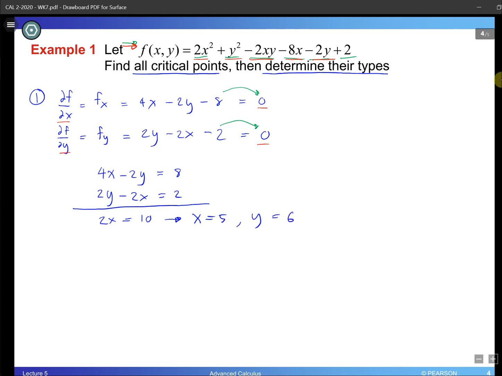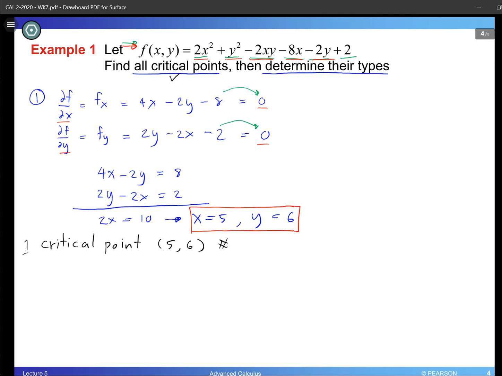Okay, so there you go, we got this critical point, just one of them, for this example. So you can make a note right here that we found one critical point from the first derivative test. Critical point, and it happens at the coordinate x equal to 5 and y equal to 6. Okay, so we are done with the first task, finding all the critical points, just one this time. Now we are supposed to determine their types. We are supposed to determine the type of this 5, 6.